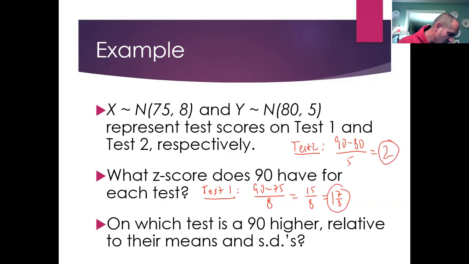Okay. So which of those two is more impressive? Being 1 7/8 standard deviations above the mean, or being 2 standard deviations above the mean? Okay, and which test is a 90 higher relative to their means and standard deviation? Well, test number 2 is, because it's 2 full standard deviations above the mean, as opposed to only 1 7/8. Okay, so that's interesting.